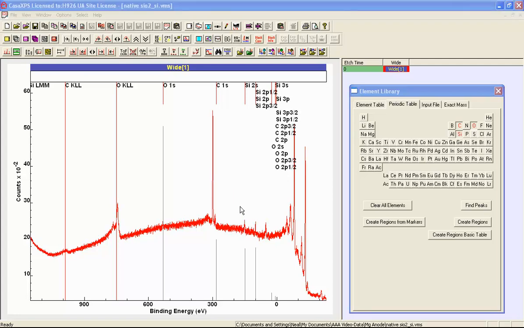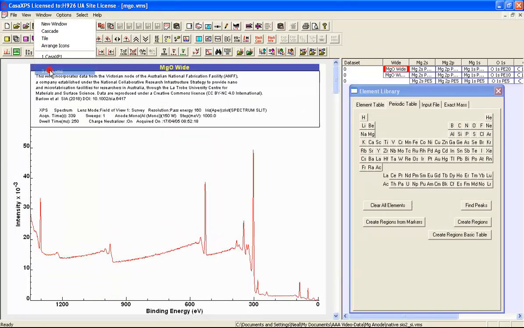So we can see for a dual anode it's certainly possible to see ghost peaks, but that doesn't explain what we see in this magnesium oxide data, because these data were acquired using a monochromated source. What do we mean by a monochromated source?